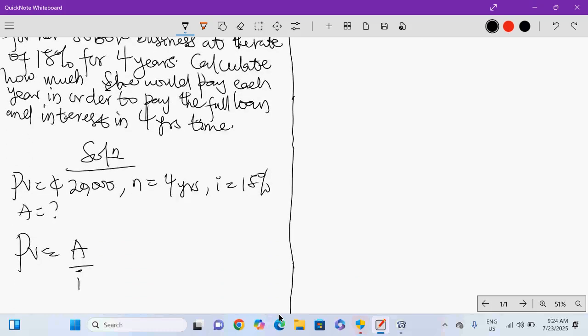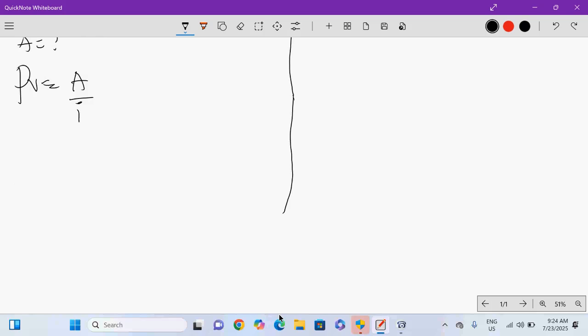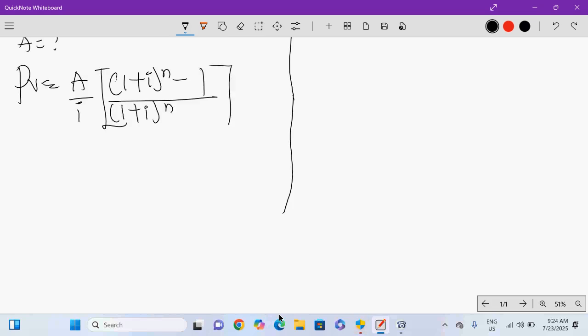How much you pay each year. So is it a multiple compounding? No, it is not a multiple compounding because it is each year, right? Not every month, every quarter, weekly, or semi-annually. Or annually. So now you have (1 + i)^n - 1 all over the same i(1 + i)^n.